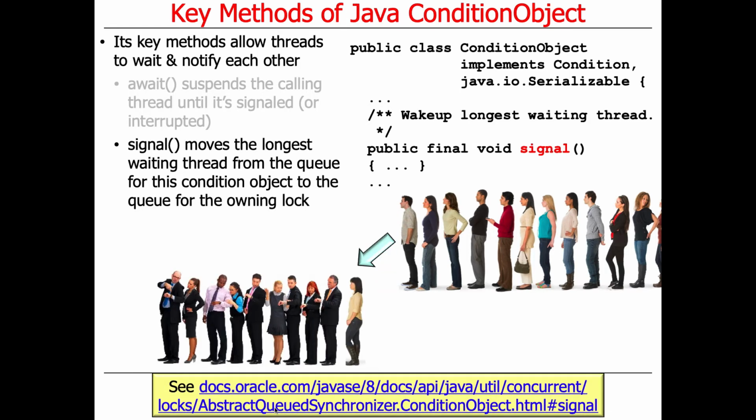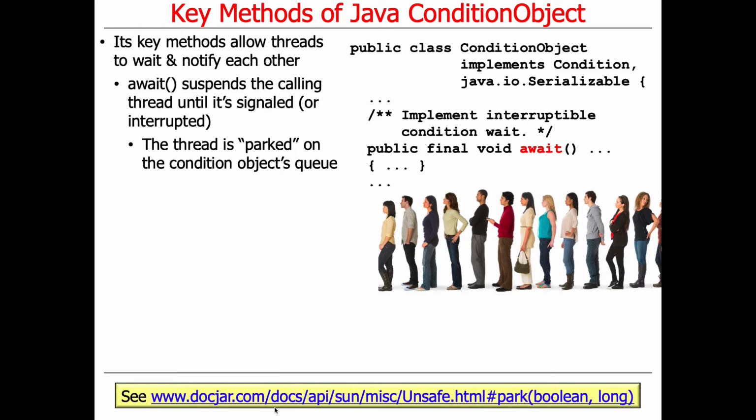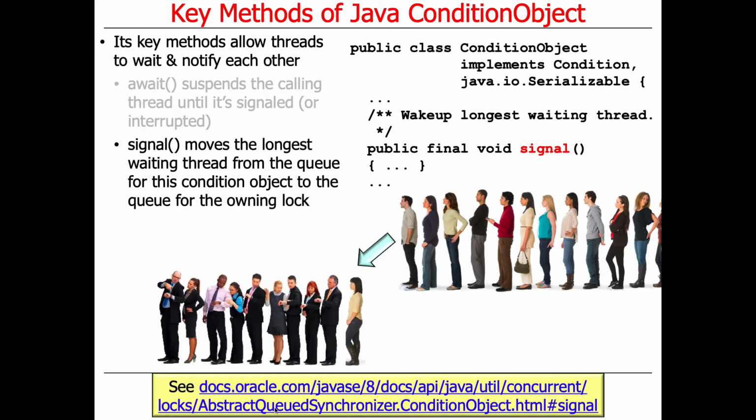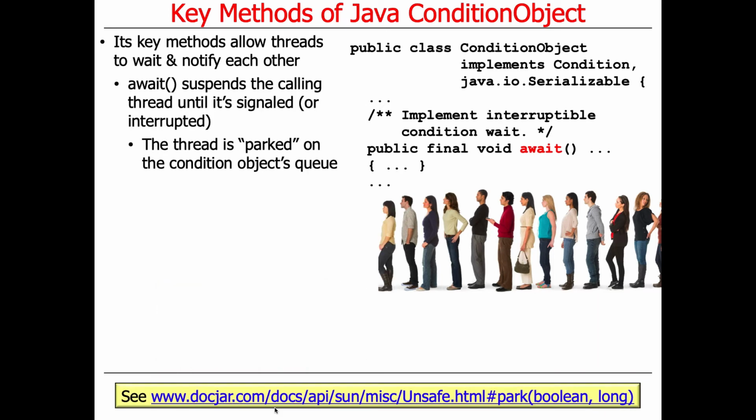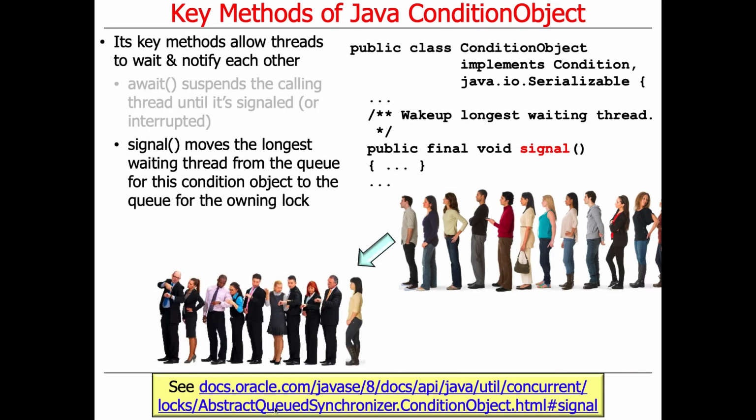When signal is called, when one thread signals a condition object, it takes the longest waiting thread from the queue. So remember, we had this queue. Here's the longest waiting one. And we take that thread and we move it to the queue for the owning lock. Remember, condition objects are always used with a reentrant lock. So it goes from here and moves to the end of the queue of the owning lock. So that's what signal does. That says, now you get a chance to run when you can acquire the lock.